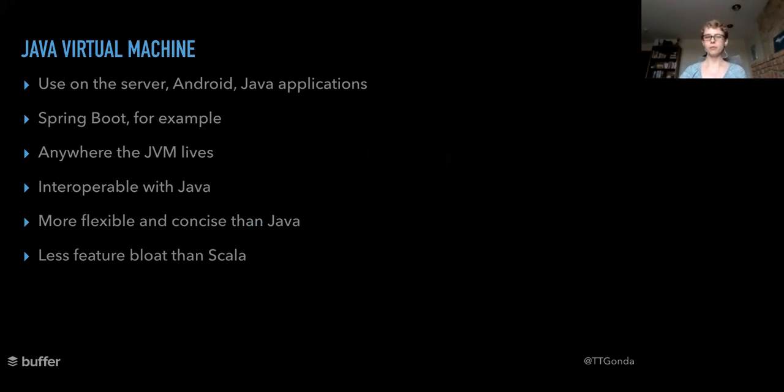So starting with the Java virtual machine. With this, you can use it on the server, Android, Java applications, really anywhere that can run the JVM. With writing Kotlin for the Java virtual machine, it's completely interoperable with Java. So that means that you can continue to use the same Java libraries that you're familiar with and like. Kotlin tends to be more flexible and concise than Java. And I haven't personally worked with Scala, but I've heard that it has much less feature bloat. It's more geared towards developers, while Scala is both academic and for developers, just kind of making those a little different.